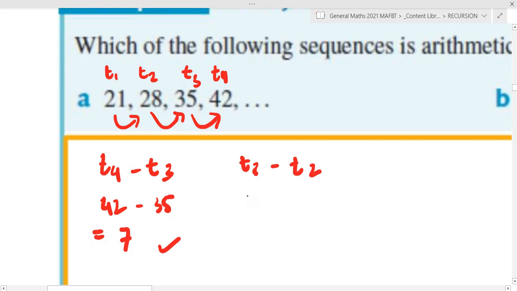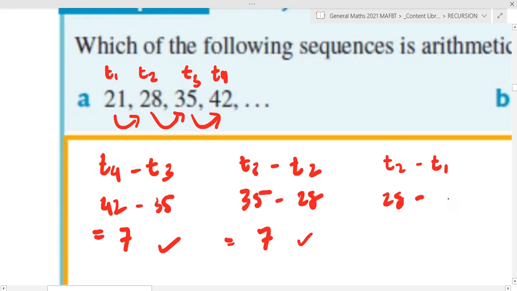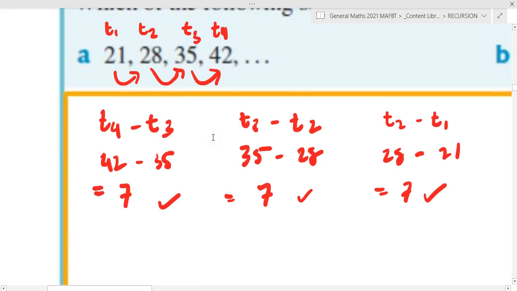Will it give us the same number? Let's check. 35 minus 28, and that leaves 7 as well. So cool. T2 minus T1, that will equal 28 take away 21, which equals 7. So we have to do all of that, though? Not necessarily, but it's a good way to check maybe 1 or 2 at least, just to double check that it's correct.